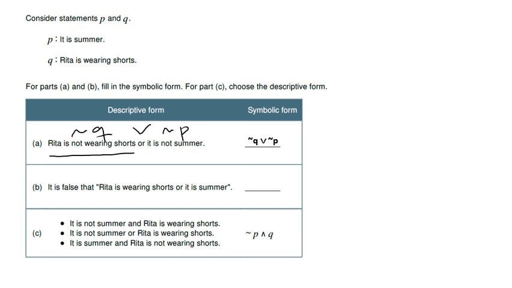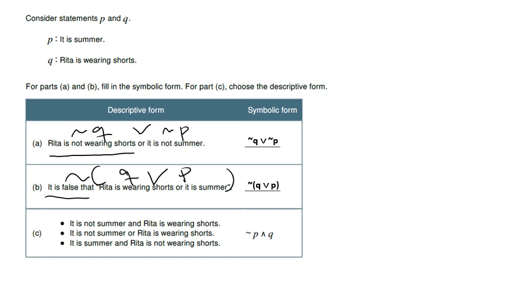For B, it is false that Rita is wearing shorts or it is summer. It is false is a negation of the entire statement, so we need parentheses. Rita is wearing shorts is Q, connected by or to it is summer, which is P, so here is our statement in symbolic form, not (Q or P). Look at the significance of the parentheses.